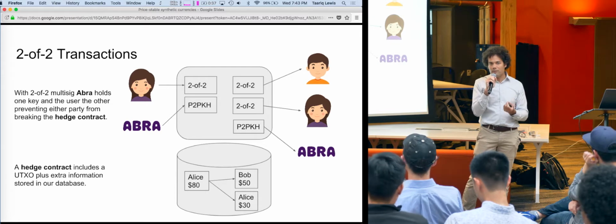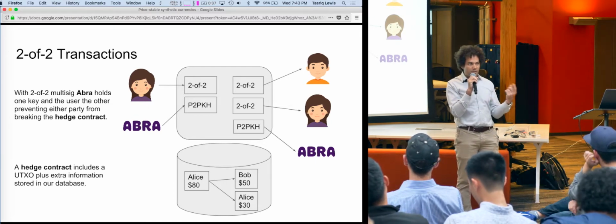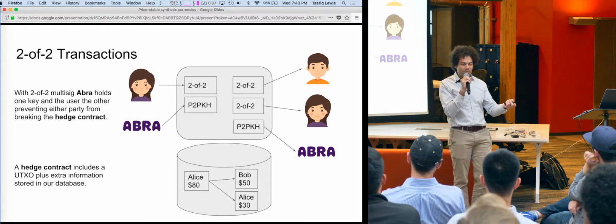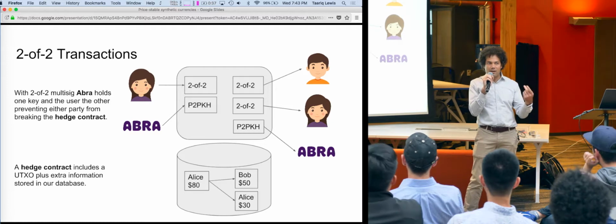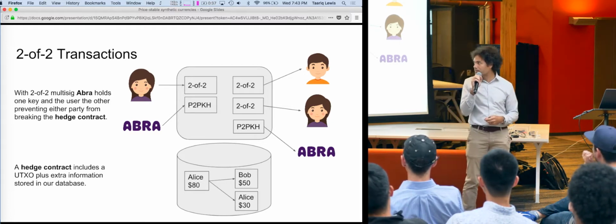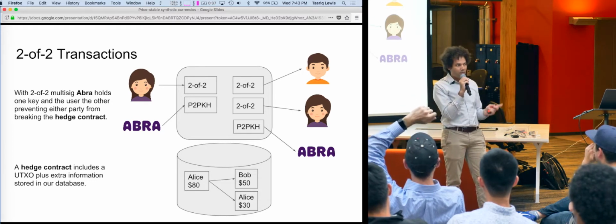And for Abra, we typically might think of it as having 2 inputs and 3 outputs because there's now an extra input from Abra in order to make up for anything that the hedge needs, and then Abra might get change. Also, Abra might need to get paid out. So that's basically how we do it with 2 of 2.